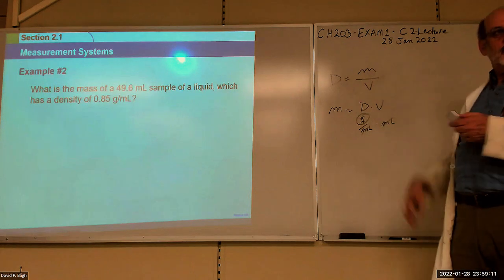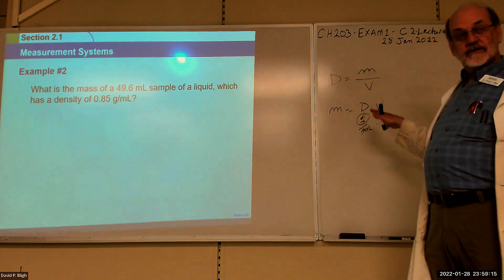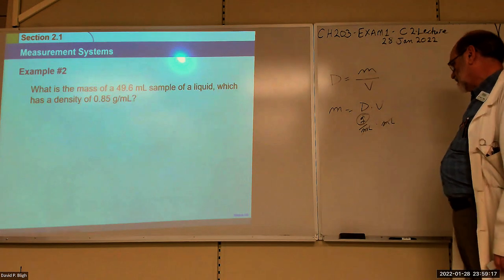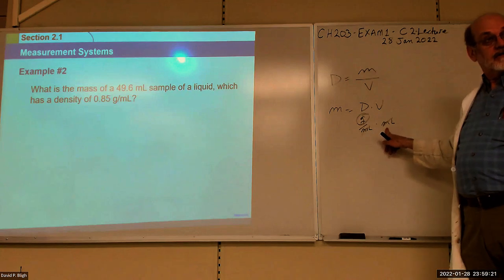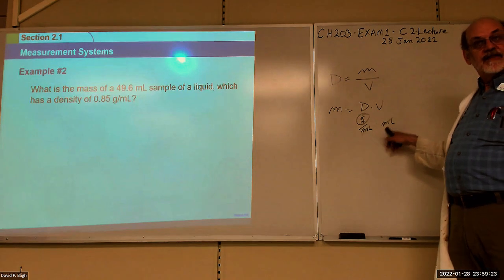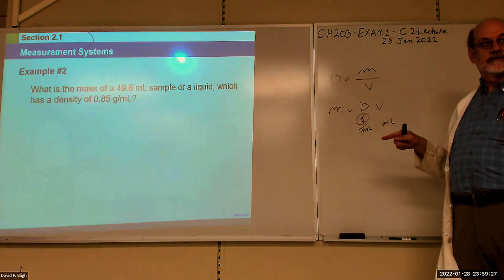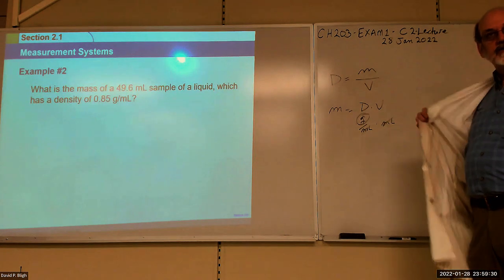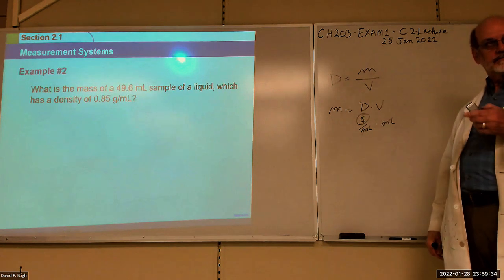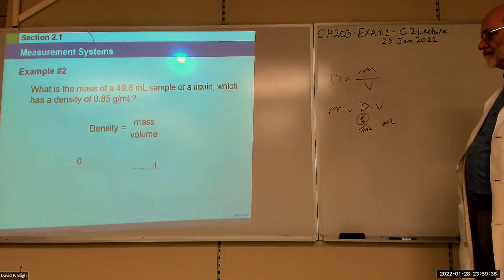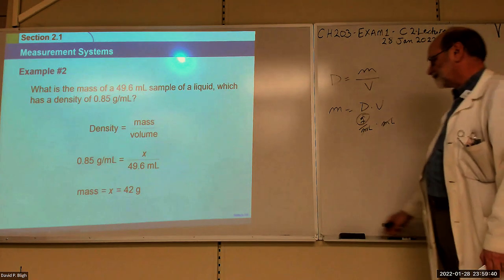Okay, then you can plug in the numbers to do it. But if they're not in the right units, say this is grams per mil, and you have so many liters of volume, then you have to convert it to milliliters in order for those units to cancel. Right? You can't just plug the numbers in there. You always have to be mindful of the units. Okay, 42 grams.